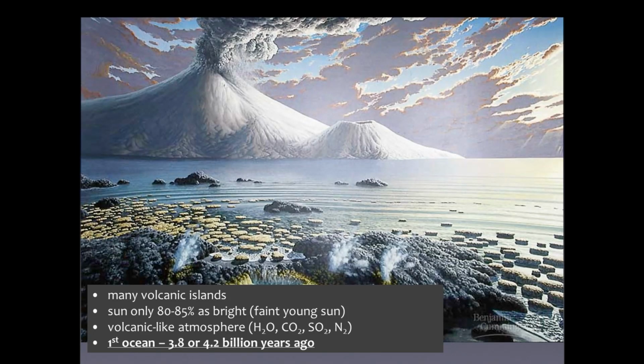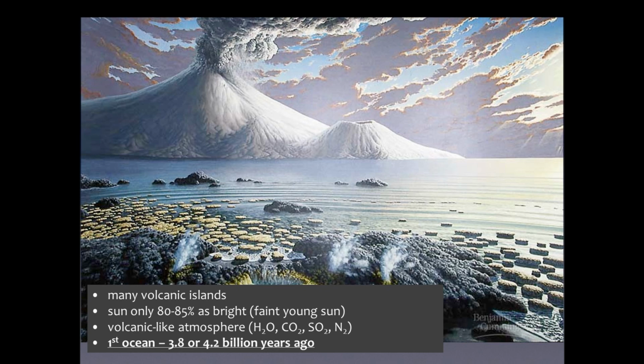This is what the surface of the early Earth would have looked like. Here we see many volcanic islands. The continents, as we know them today, haven't formed yet. We see that the sun is fainter than it is today. The sun, still very young in its life cycle, is faint. It's estimated that it was about 80 to 85% as bright as it is present day.